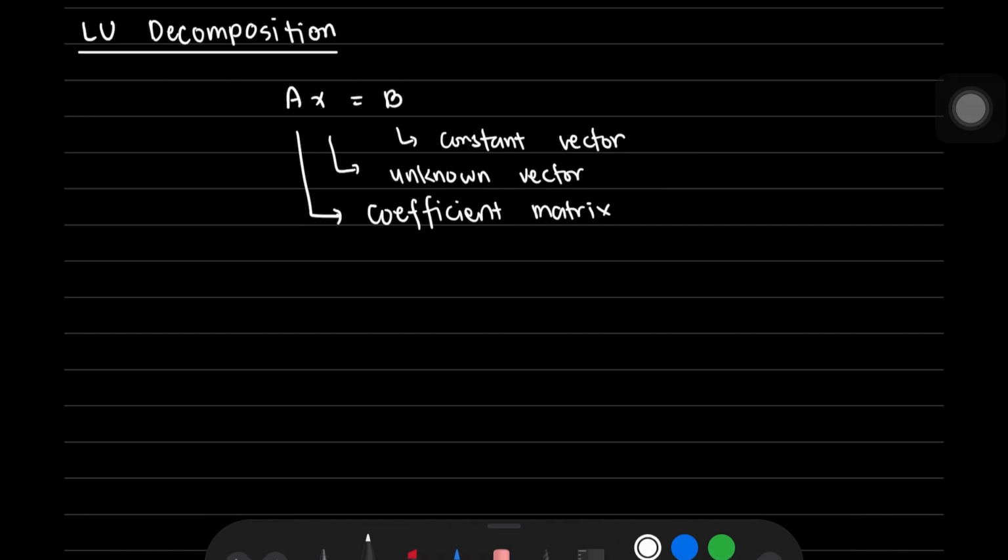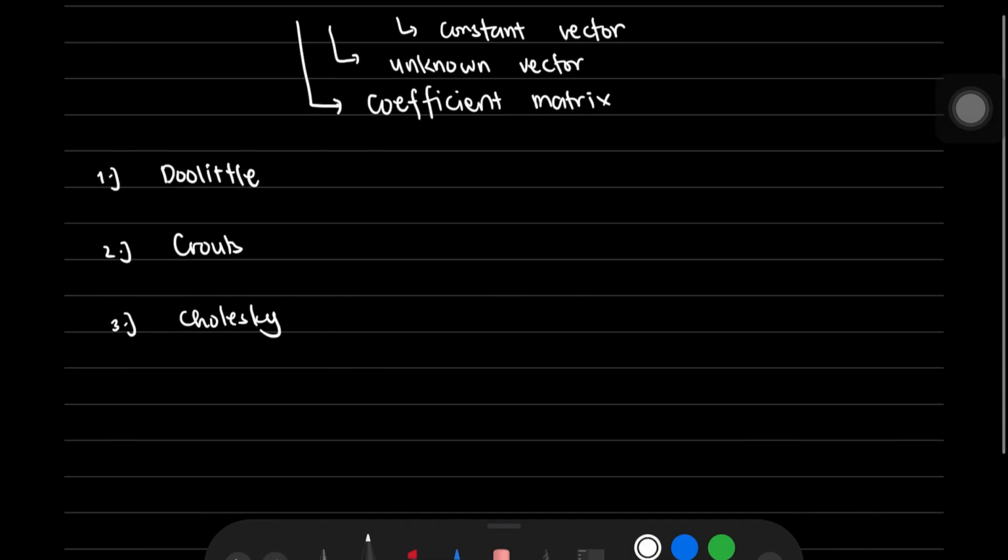To solve a system of linear equations using the LU decomposition method, there are actually three methods that we can use. Number one, we have the Doolittle's method. Number two, we have the Kraut's method, and number three, we have the Cholesky method. So let's go over them one by one.